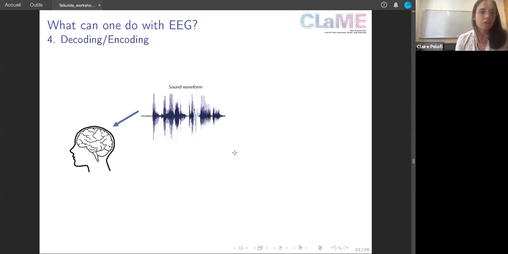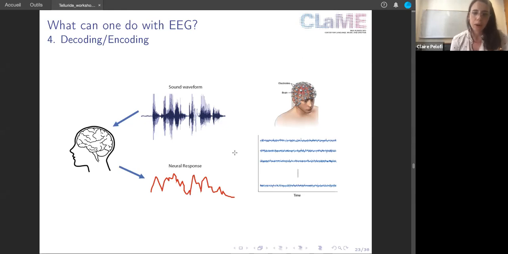Okay. So now I'm going to move on to decoding and encoding, which is the fourth and last type of EEG technique that I'm going to present. The idea of decoding and encoding is quite simple. When you present a stimulus to a participant, to a brain, the stimulus has some characteristics or features that you can represent or extract. Here, this is the sound waveform. The idea of encoding is that your neural response is going to contain some sort of imprint of this specific stimulus feature, somewhere hidden in the neural response that you're going to pick up with your EEG signal.